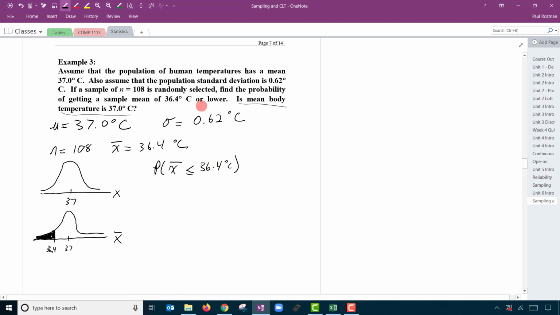I think I just said "equal to or lower," but it doesn't matter because it's continuous. X bar will be distributed normal with a mean of 37 and a standard deviation of 0.62 over the square root of 108.